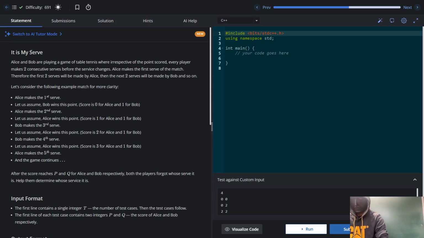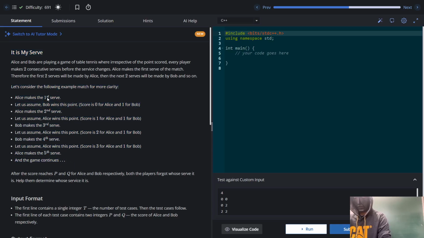In this video I'll be solving the problem "Who is my serve", and it says Alice and Bob are playing a game of table tennis where, irrespective of the points scored, every player makes two consecutive serves before the service changes. Alice makes the first serve of the match, therefore the first two serves will be made by Alice, then the next two serves will be made by Bob, and so on. So yeah, they've given an example.